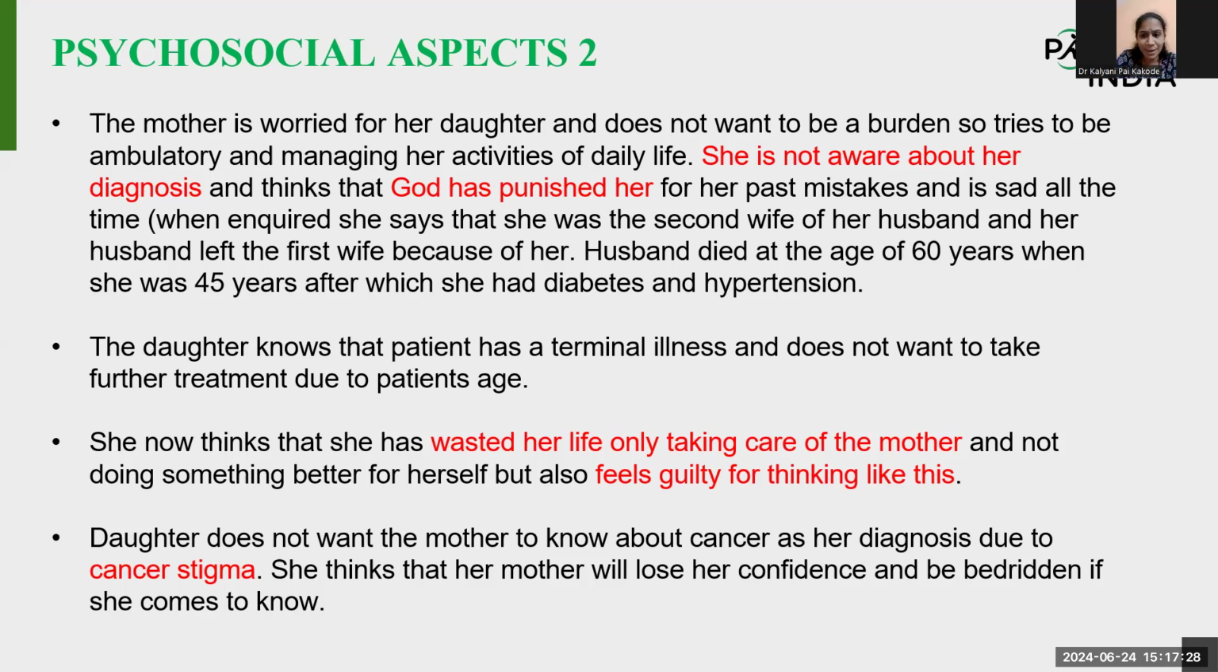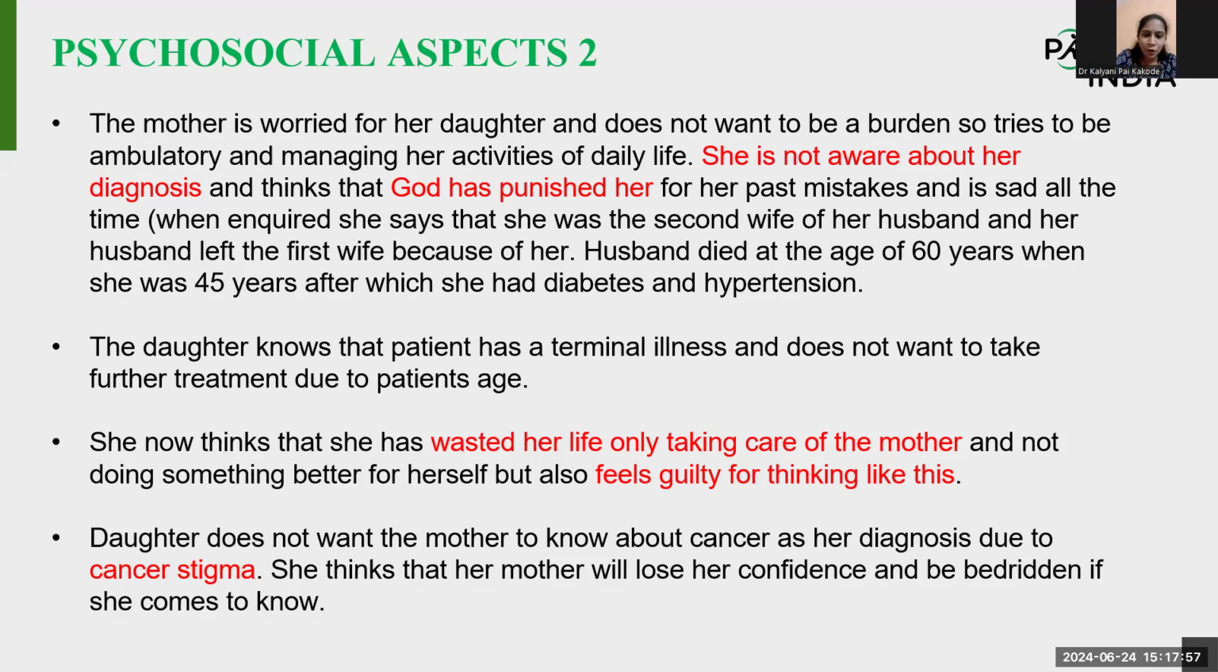So we asked her what past mistakes. So she said she was married to a man who was already married before, and she blames herself for the husband leaving the first wife. So she thinks that is her mistake, and the gods have punished her. She told us that after her husband died, she started having many diseases. So she had diabetes and hypertension during that time.